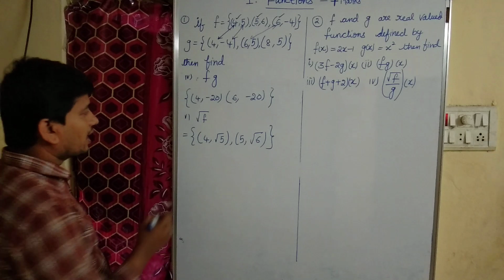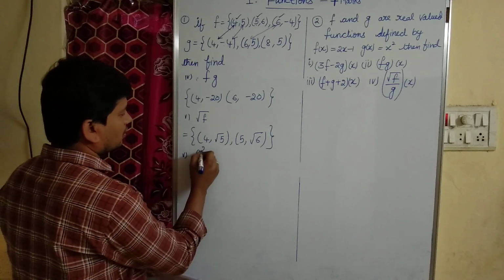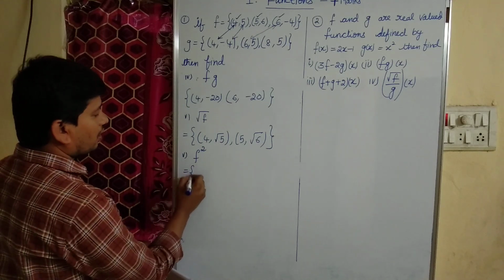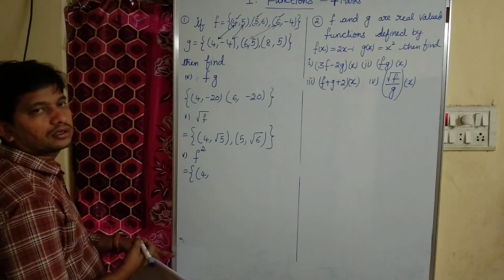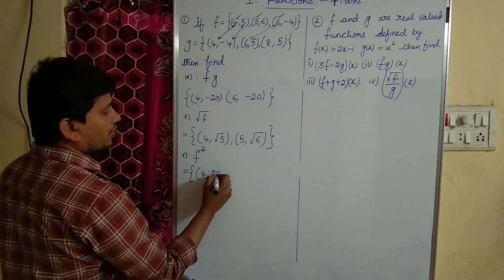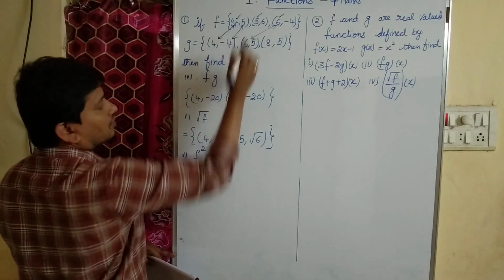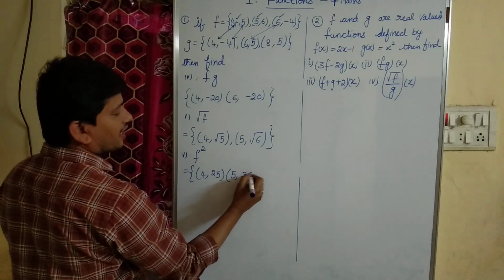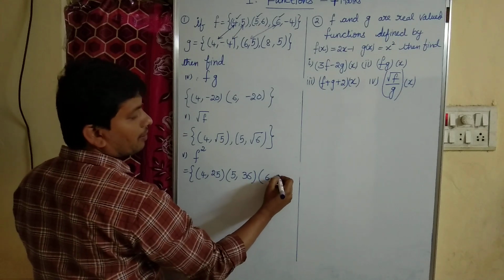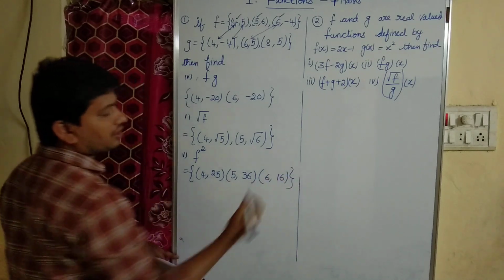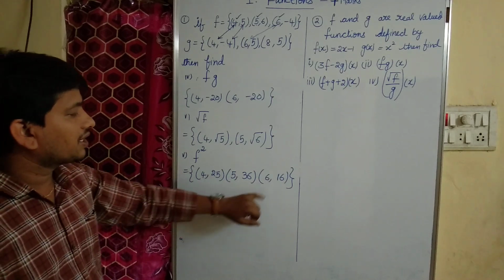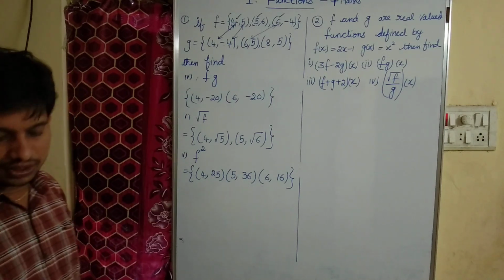The next one is f square. Children, the domain stays as it is. 4 comma 5 square, 5 square value is 25. 5 comma 6 square, 6 square value is 36. 6 comma minus 4 square is nothing but 16. So f square value is 4 comma 25, 5 comma 36 and 6 comma 16.